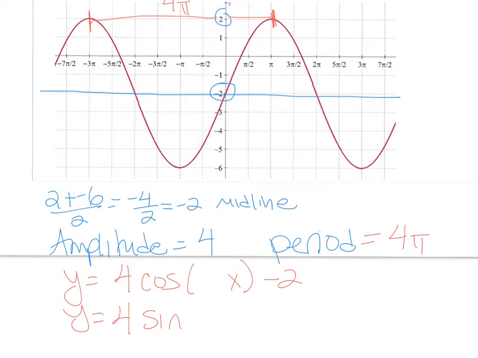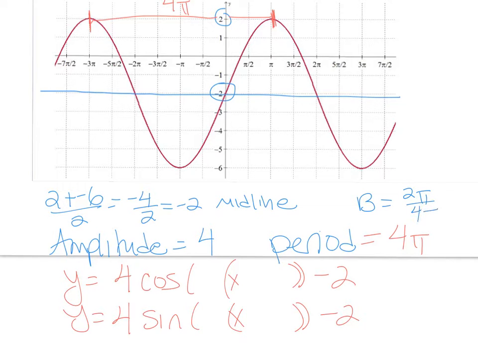So here's the first, oops, I didn't leave myself room, sorry, hang on. Forgot about horizontal translations. Okay, so figuring out our b value, that's going to be 2 pi over 4 pi, which is 1/2.